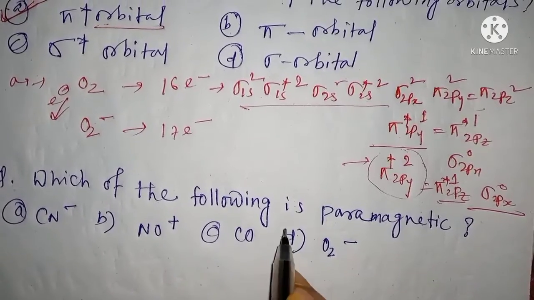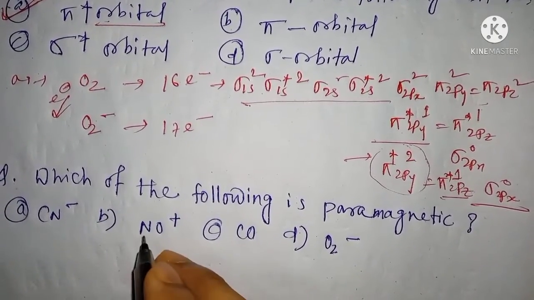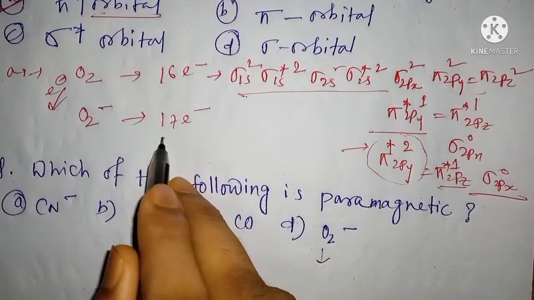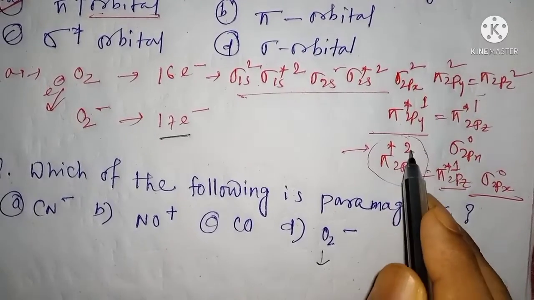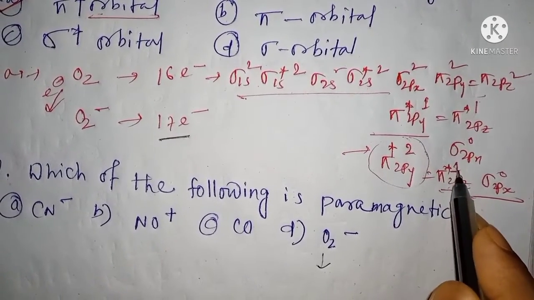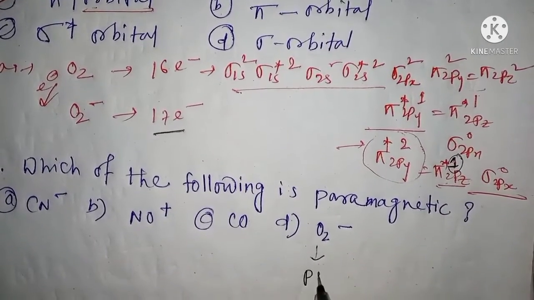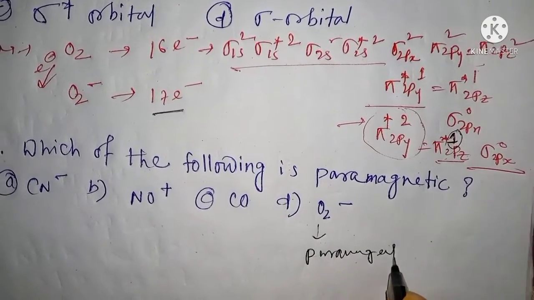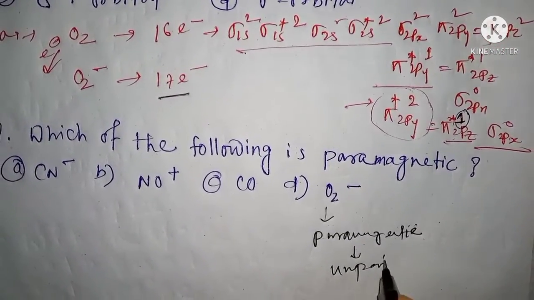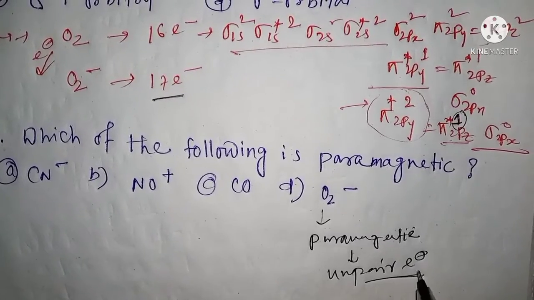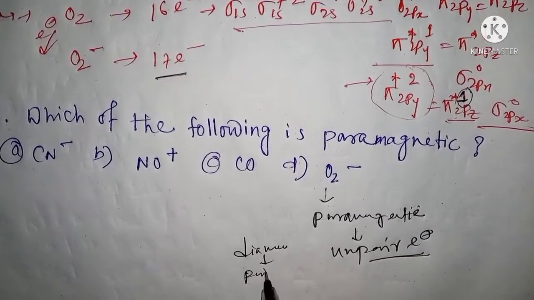Which of the following is paramagnetic? For paramagnetic, first calculate the total electron count in O2-. I previously discussed O2- equals 17 electrons. This has π*2py2 and π*2pz1. So one unpaired electron is there. Paramagnetic means unpaired electrons are present. In diamagnetic case, there are pairs of electrons.